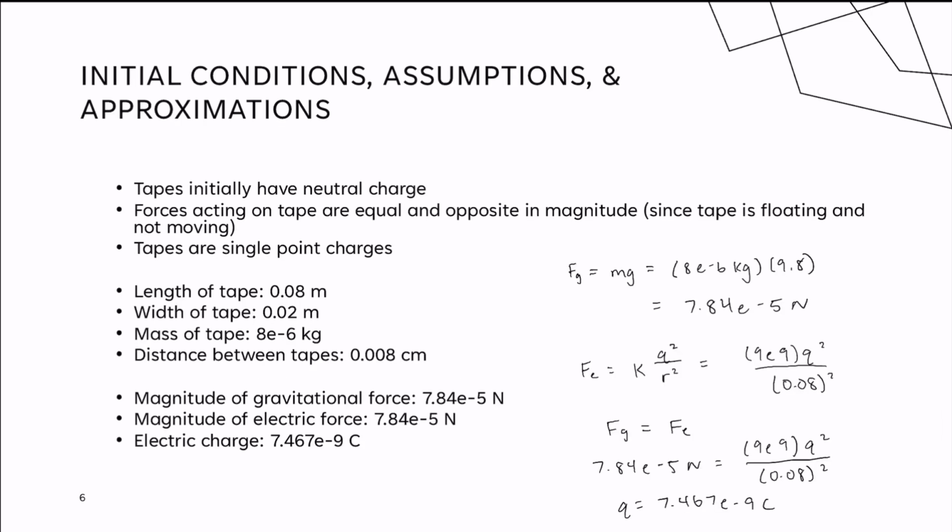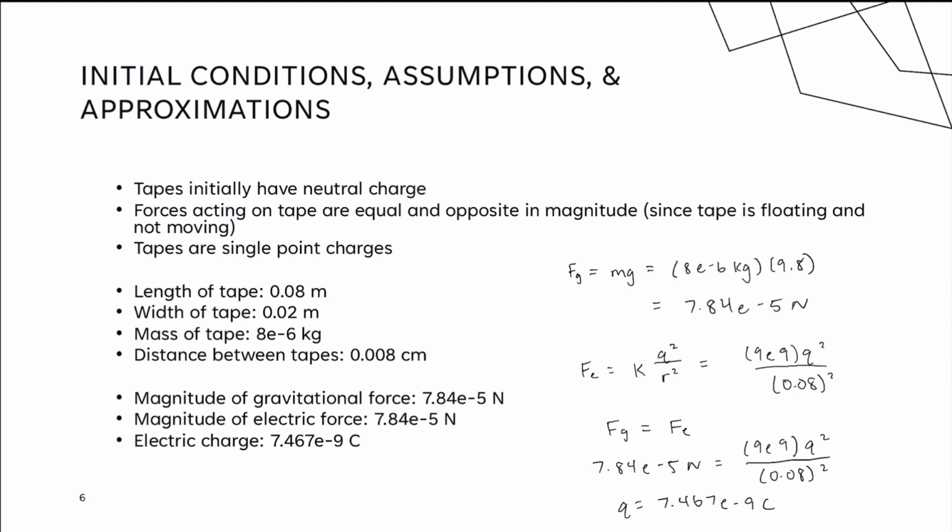The initial conditions, assumptions, and approximations were that the tapes initially had a neutral charge and that the forces acting on the tape were equal and opposite in magnitude. So that would be the gravitational force and then the electric force from the bottom tape. And this could be assumed because the tape was floating and not moving, so the acceleration was 0. And then we assumed that the tapes were single point charges.